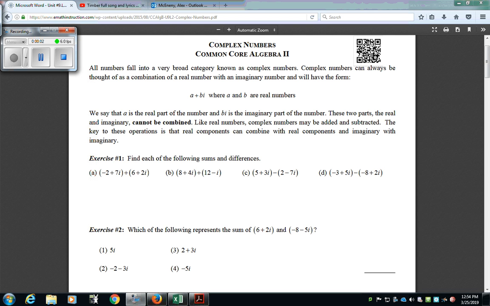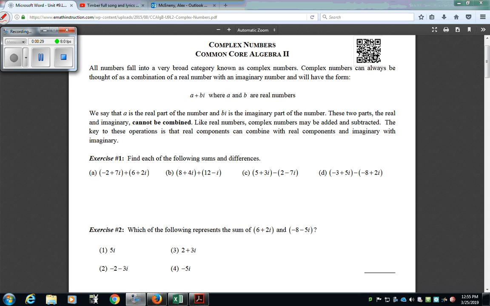We're going to look at how to do complex numbers and talk about how to use the operations of addition, subtraction, and multiplication with them. So they are very similar to what you would do with variables. And just like numbers and numbers with variables can't be combined together, well, complex numbers, real numbers, and imaginary numbers can't be combined together either. So we're going to look at a couple examples.